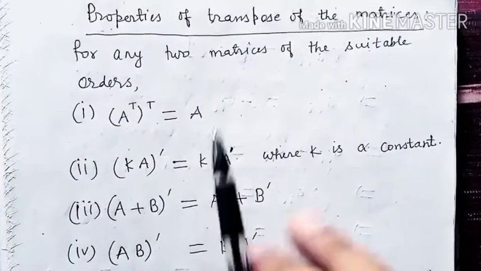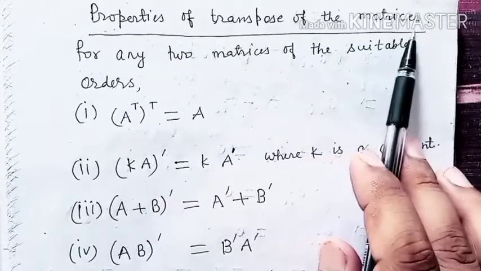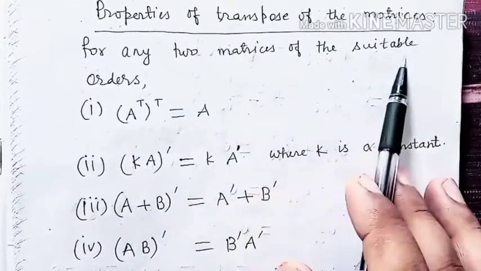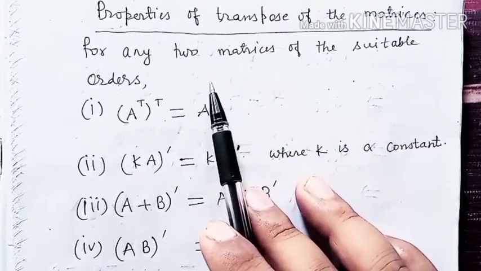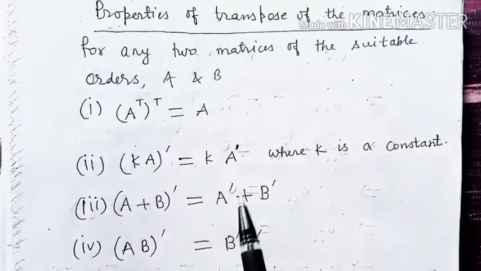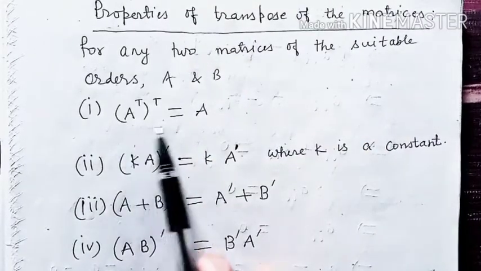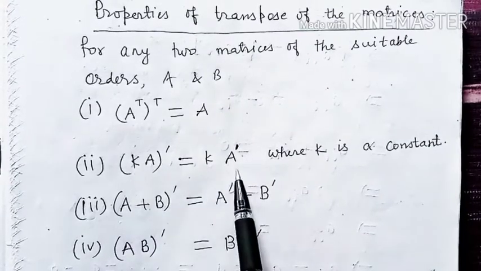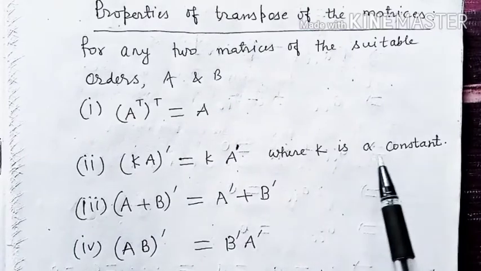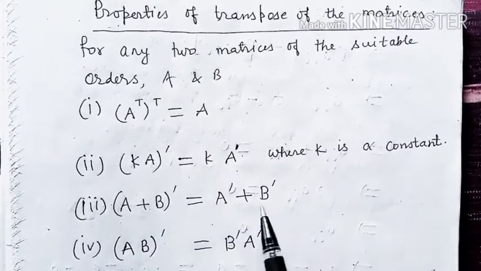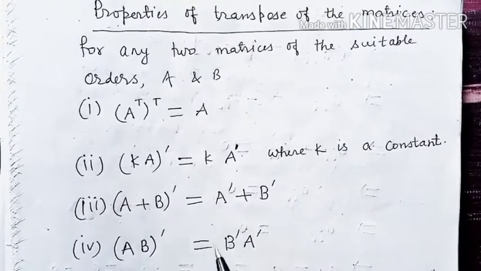Let us discuss properties of transpose of the matrices. For any two matrices of suitable orders A and B, transpose of transpose of A is A. Transpose of K A is K into transpose of A, where K is a constant. A plus B whole dash is A dash plus B dash. AB whole dash is B dash A dash.